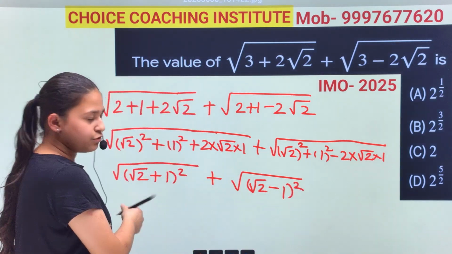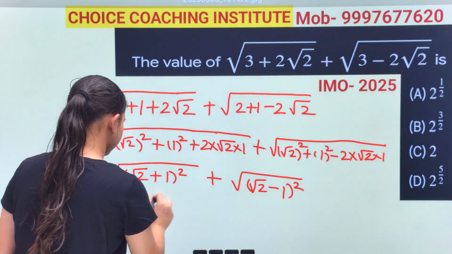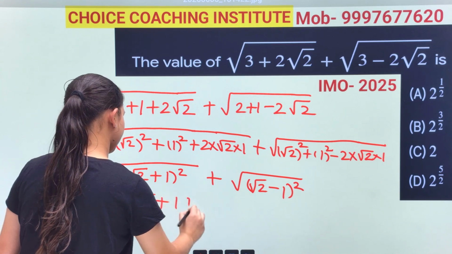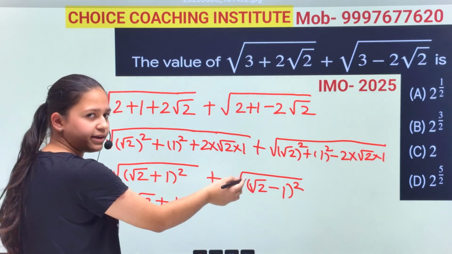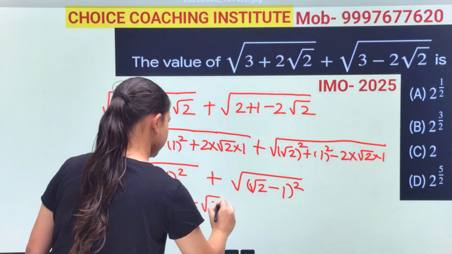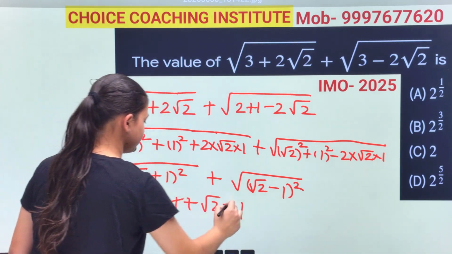The square root of (under root 2 plus 1) whole square is under root 2 plus 1. The square root of (under root 2 minus 1) whole square is under root 2 minus 1. Plus 1 and minus 1 get cancelled.